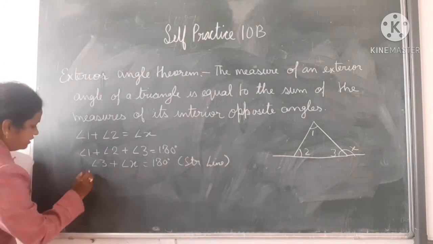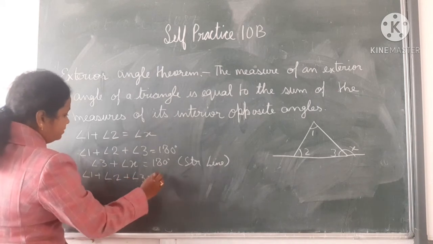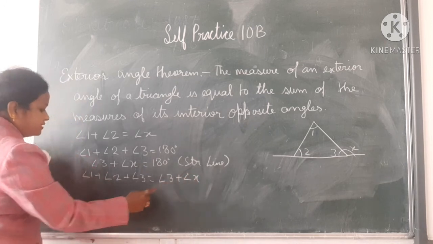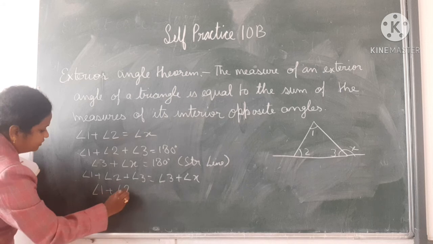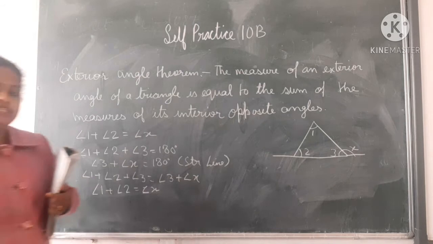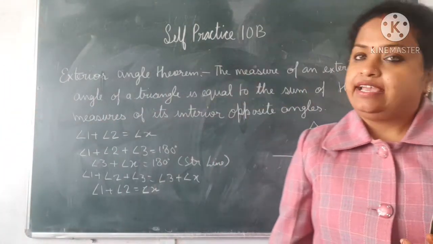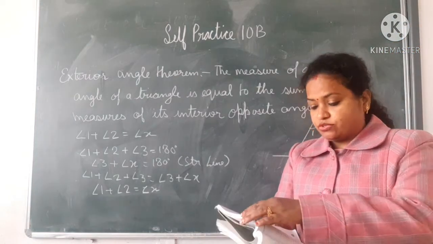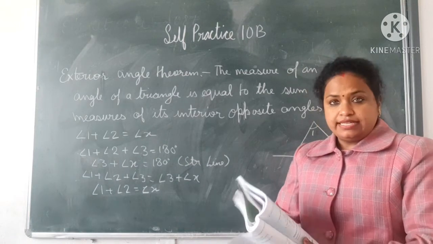So what do we have? Angle 1 plus angle 2 plus angle 3 and angle 3 plus angle x are both equal, so you can write them equal. So what do you see? Angle 3 will cancel out, and angle 1 plus angle 2 will be equal to angle x. That is, the sum of two interior angles of a triangle is equal to the third exterior angle. Now we have to solve some questions based on this theorem.